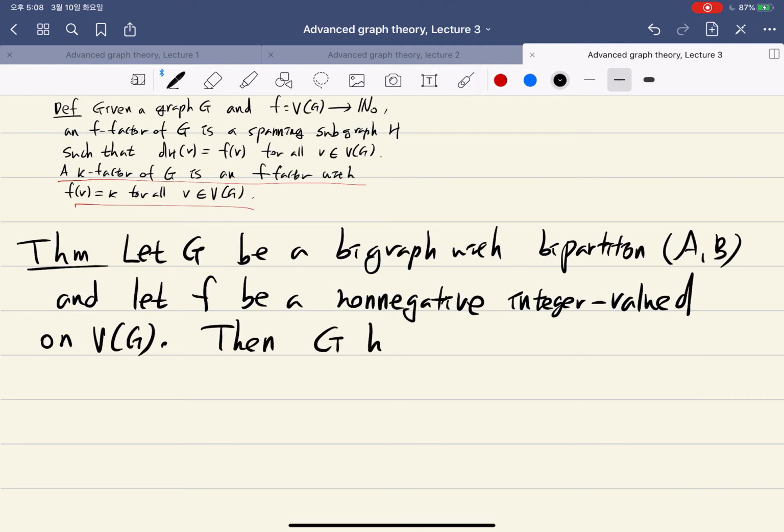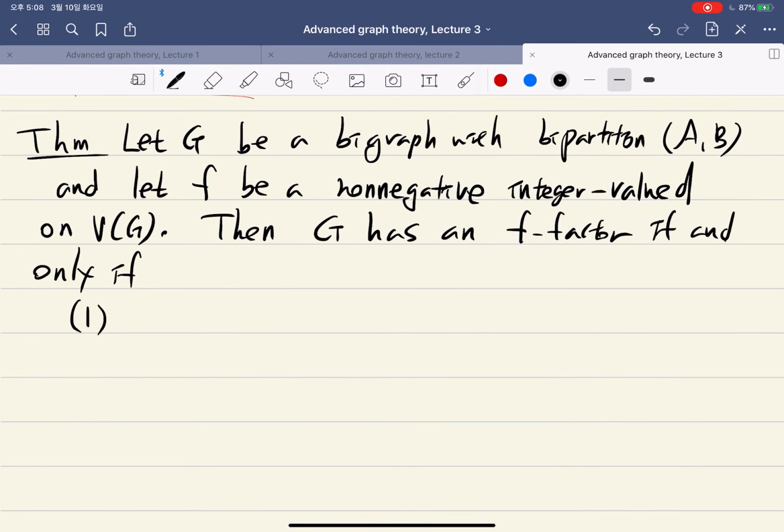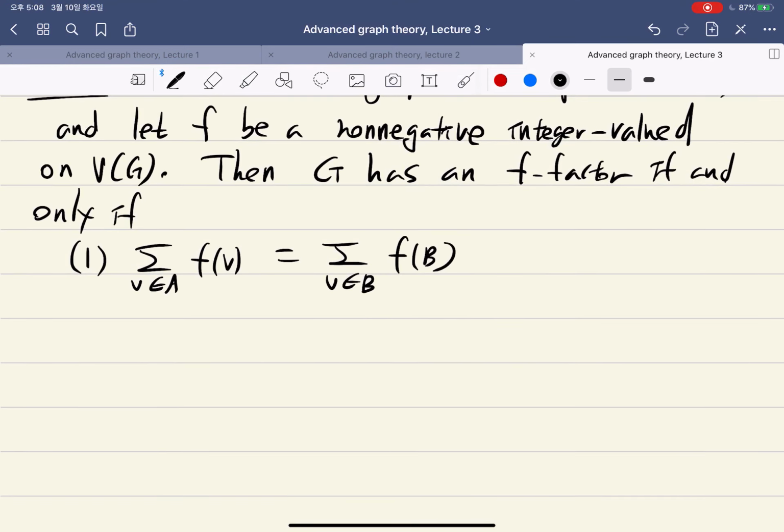Then G has an f-vector if and only if two conditions hold. First, the obvious condition is that the sum of f on the A side and the sum of f on the B side must be the same. This is quite natural. Okay, let me write it down and then explain.